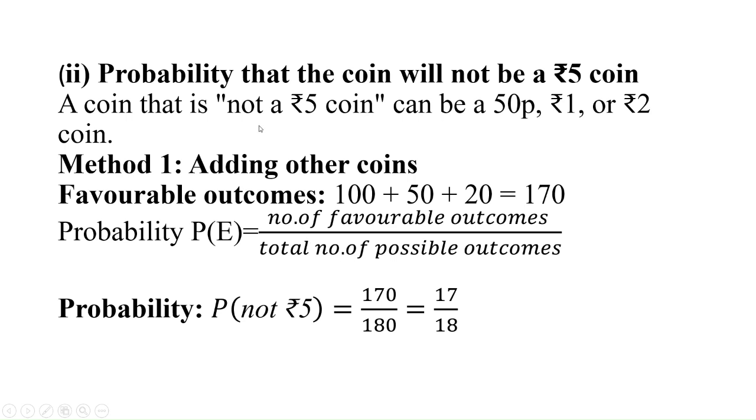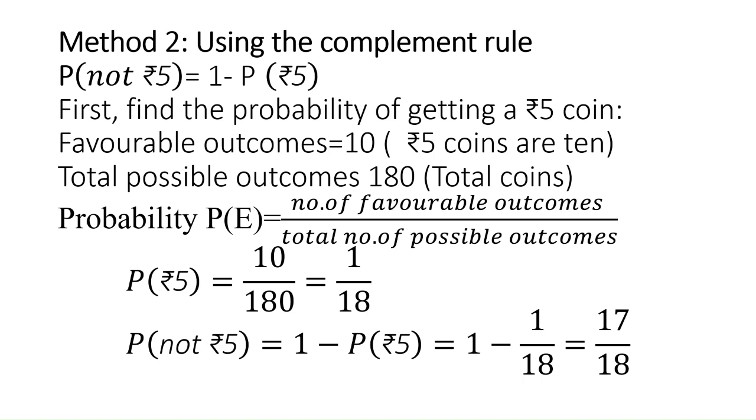So this is one way to find out the probability of getting a coin which is not 5 rupees. We can find it out by using one more method also. How can we find it out? Just simply subtracting the probability of getting a 5 rupees coin from 1. This is called the alternative method or method 2, using the complement rule. So probability of not getting a 5 rupees coin will be equal to 1 minus probability of getting a 5 rupees coin. To find out by using this formula, first we need to find out the probability of getting a 5 rupees coin.